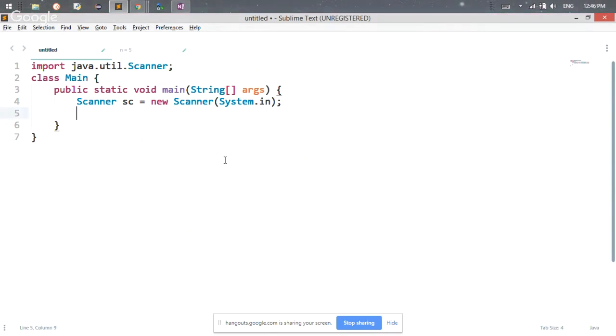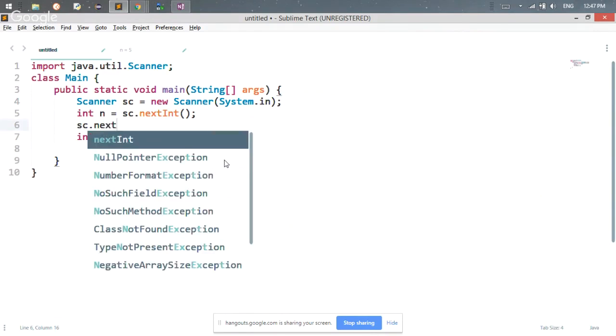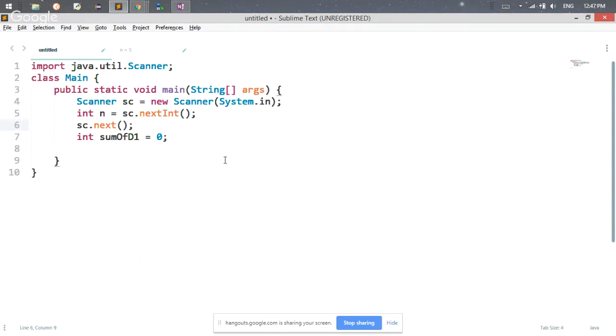The first thing I am going to do is get an integer n by using nextInt. This is like scanf in C. Similarly, for the sum of diagonal 1, I am going to put it as 0. But before that, I need to get the input array elements from the user. To take the array elements I am going to use sc.next. Remember guys, this will be a comma separated string, so this is my input.